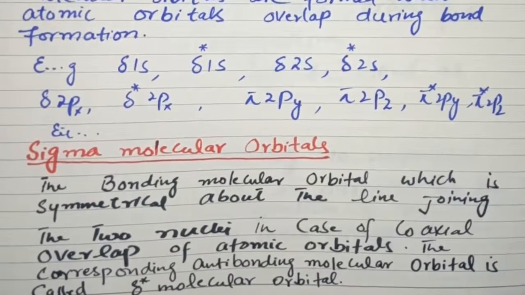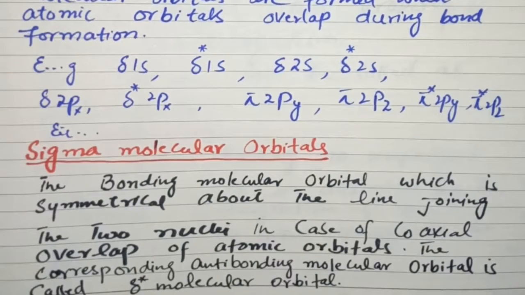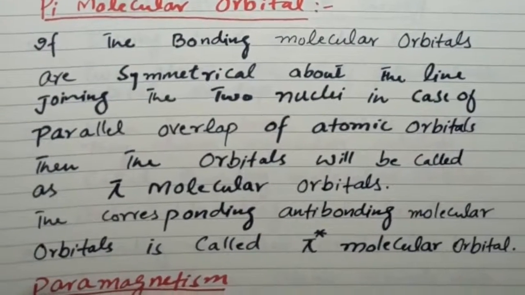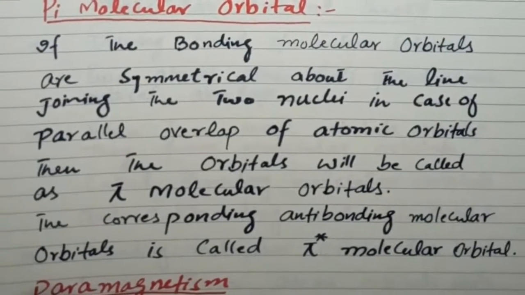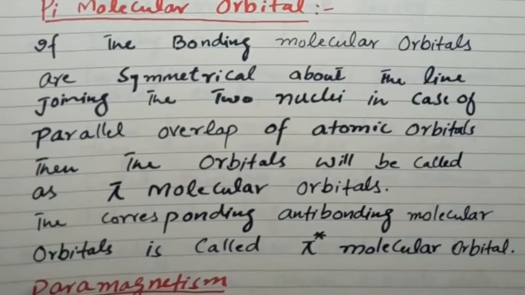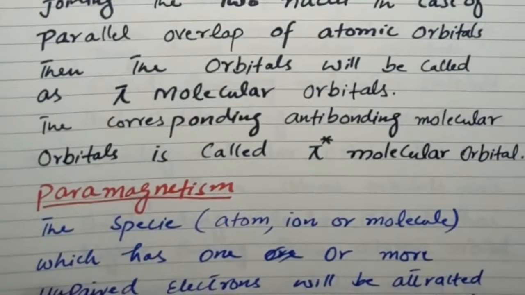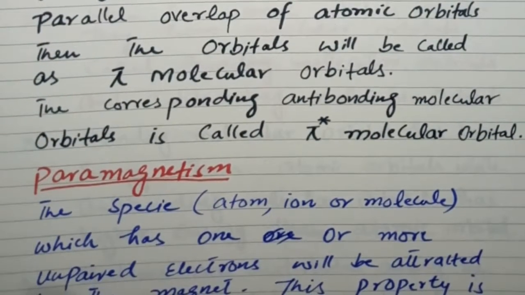Now after the sigma we have the pi molecular orbital as well. If the bonding molecular orbitals are symmetrical above the line joining the two nuclei in the case of parallel overlap of atomic orbitals, then the orbitals will be called pi molecular orbitals, and the corresponding anti-bonding molecular orbitals are called pi star molecular orbitals. I will further explain these terms when we start the theory, because by just explaining the definitions you will be confused about what the pi molecular orbitals and the sigma molecular orbitals mean.